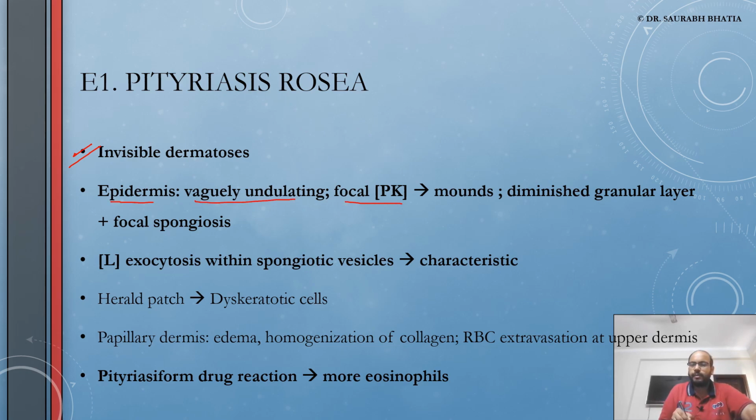You can see scaling in other disorders and the other patterns of spongiosis, but in this pattern, you will see scales. So you have pityriasis rosea, pityriasiform drug reaction, erythema annulare centrifugum, nummular dermatitis in some cases, and slightly uncommon, but also seen in lichen striatus. Let's move forward to understand what exactly is pityriasiform spongiosis. So, the prototypic example is pityriasis rosea. It is also known as an invisible dermatosis.